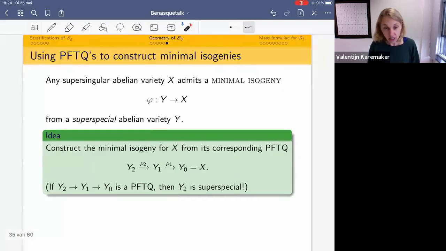And so the idea is to construct minimal isogenies for the X that we're interested in from a PFTQ that lies over it. So we saw that we can always find such a thing, and we can construct the minimal isogeny from it, again using this crucial observation that Y2 is superspecial.